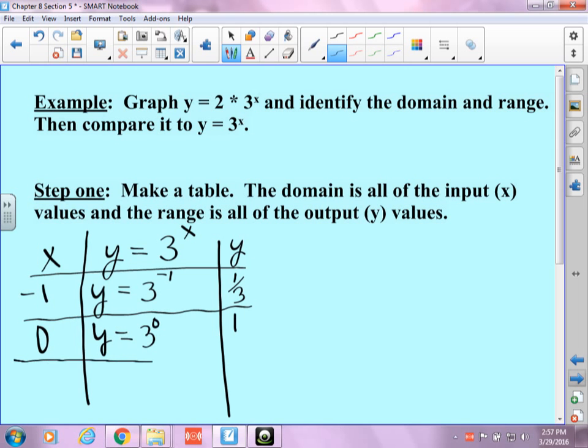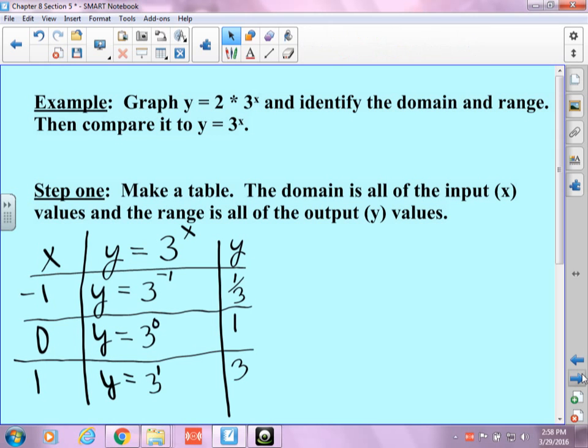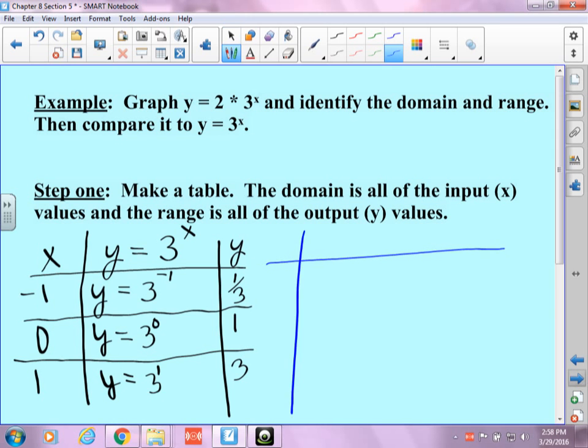Anything to the 0 power is 1. And then I plug in my 1, and I end up with 3. So that's my first table. Now what I'm going to do is look at the other function.